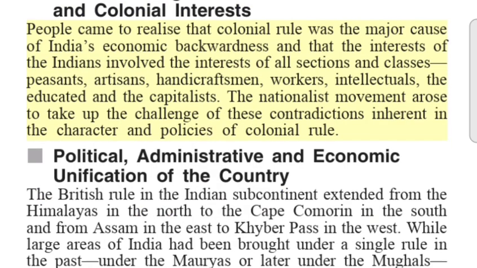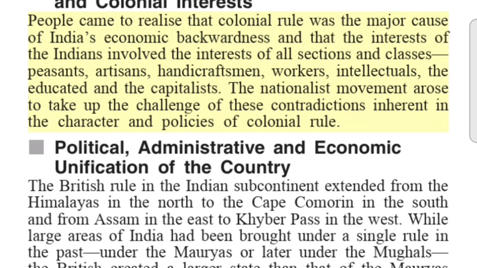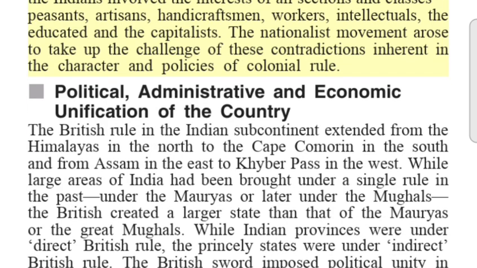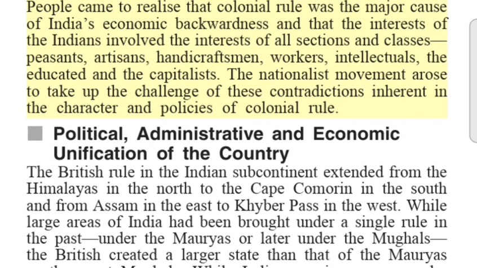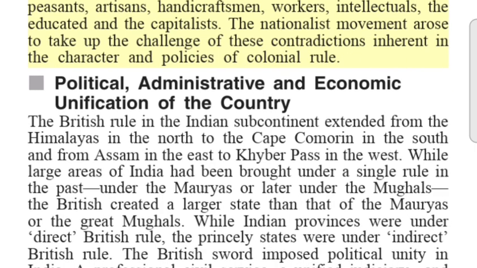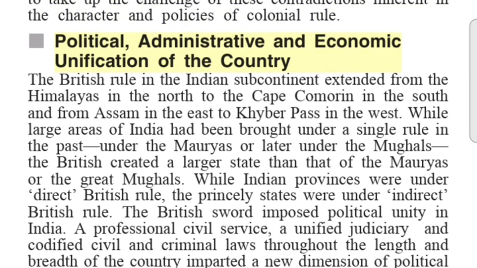People came to realize that colonial rule was the major cause of India's economic backwardness and that the interests of the Indians involved the interests of all sections and classes: peasants, artisans, handicraftsmen, workers, intellectuals, the educated and the capitalists. The nationalist movement arose to take up the challenge of these contradictions inherent in the character and policies of colonial rule. Political, administrative and economic unification of the country.